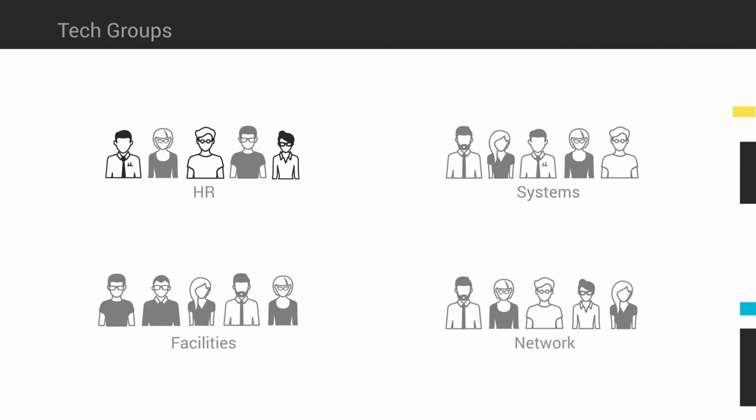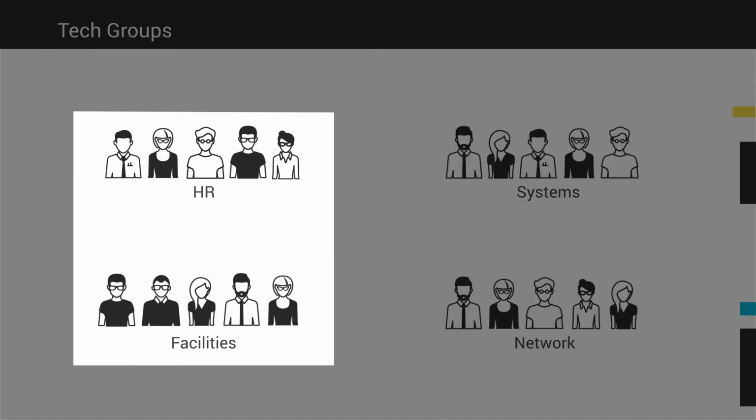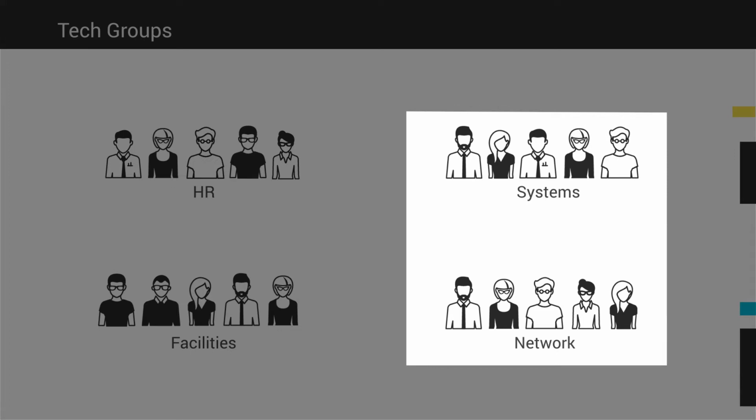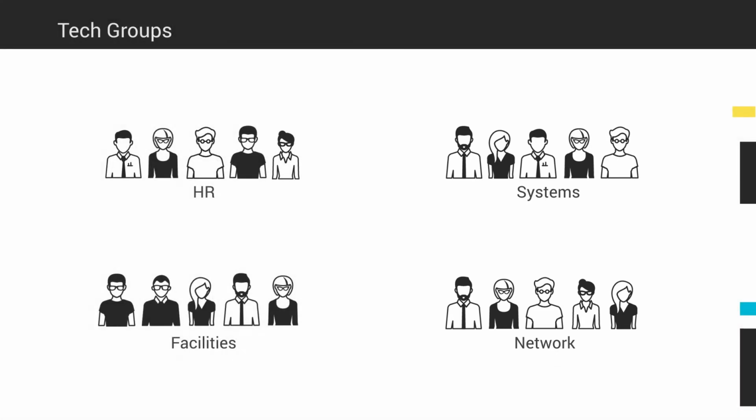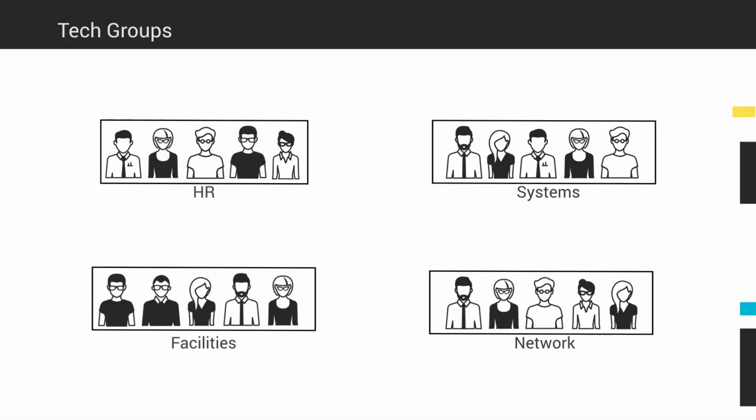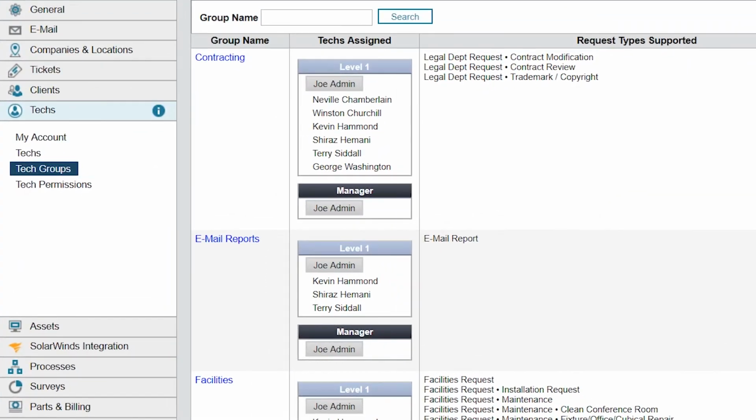For larger teams, you may have more than one person capable of taking each request type. For example, an HR team and facilities team, or your systems groups and your network group. If you'd like your techs to be able to see all tickets for their functional group and possibly work on their colleagues' tickets, then you want to use tech groups. A tech group is designed to be a group of similar request types handled by a group of techs.